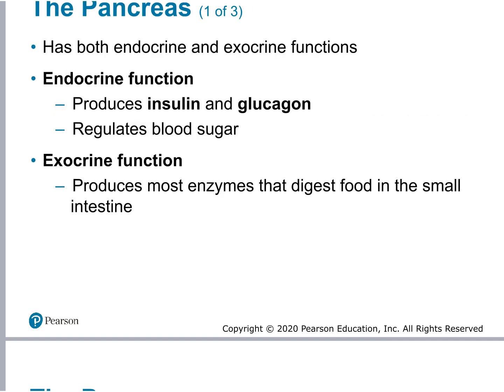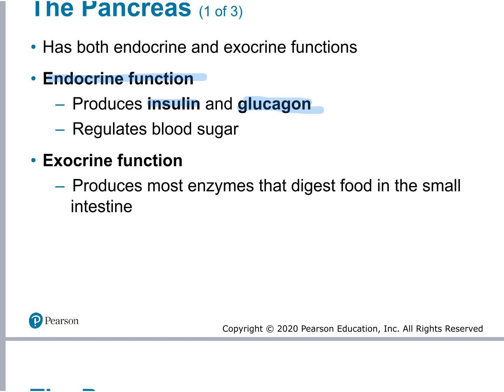Alright, so like I mentioned before, the pancreas is both an endocrine and an exocrine gland. The endocrine function of the pancreas is to produce hormones known as insulin and glucagon. Now we went over these in chapter 17 when we did the endocrine system. Insulin is released by the beta cells of the pancreatic islets, and insulin is going to lower your blood sugar. So after you eat a meal, insulin is released so that it'll lower your blood sugar. Glucagon is released by the alpha cells of the pancreatic islets, and glucagon is going to raise your blood sugar.